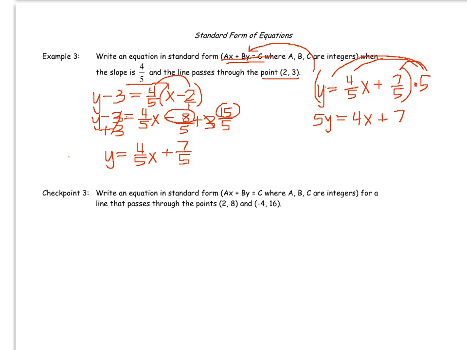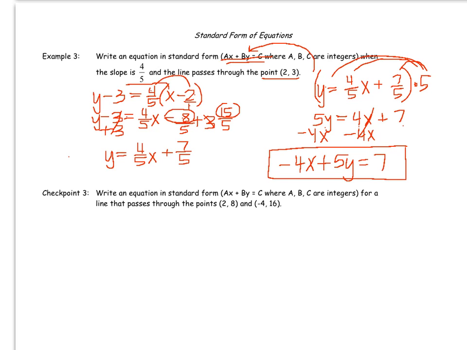The only thing that's left to do now, because these are all integers now, is I want to put the x and the y on the same side. So I'm going to move the x over by subtracting it. So I get negative 4x plus 5y equals 7. This is our answer in standard form, where this is the answer in slope-intercept form. They are giving me the same line, it's just a slightly different look.